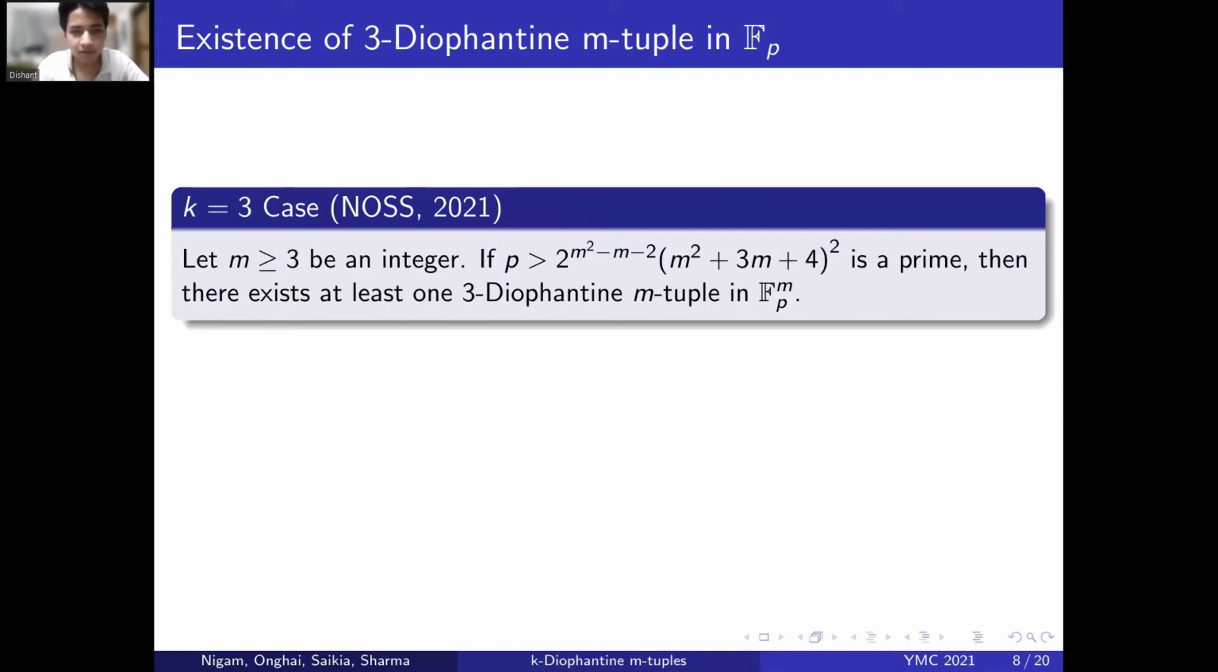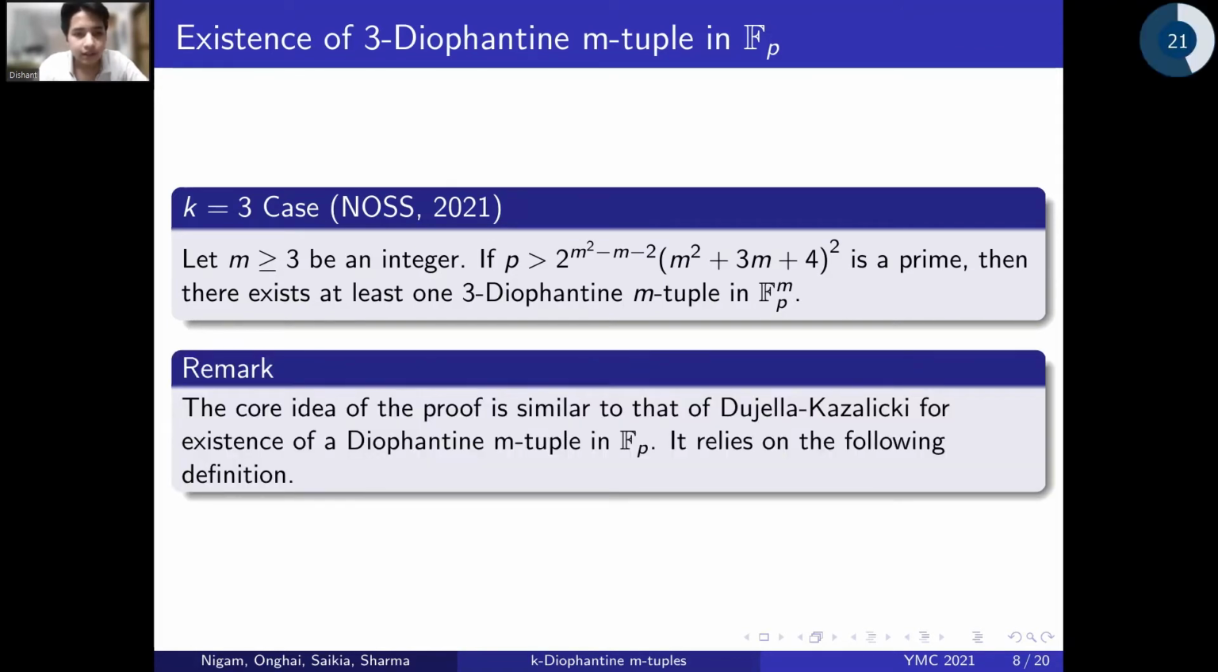This is basically similar to the previous theorem, where we replace k by 3, and so if p is greater than this bound, then there must exist at least one 3-Diophantine m-tuple in Fp. The core idea of the proof for k equals 3, and hence for the general k, is very similar to what Dujella and Kazalicki did for proving the existence of a Diophantine m-tuple in Fp.